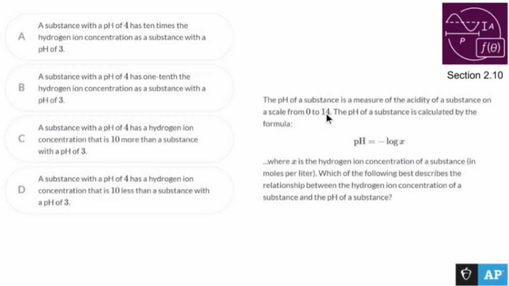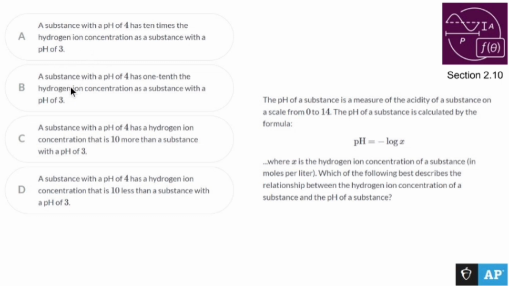The pH of a substance is a measure of the acidity of a substance on a scale from 0 to 14 grade. The pH of a substance is calculated by that familiar looking formula, pH equals negative log X, where X is the hydrogen ion concentration of a substance in moles per liter. Which of the following best describes the relationship between the hydrogen ion concentration of a substance and the pH of a substance? All right. A substance with a pH of 4 has 10 times the hydrogen ion concentration of a substance with a pH of 3.